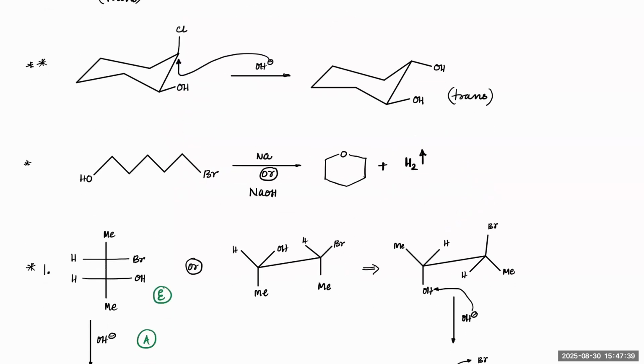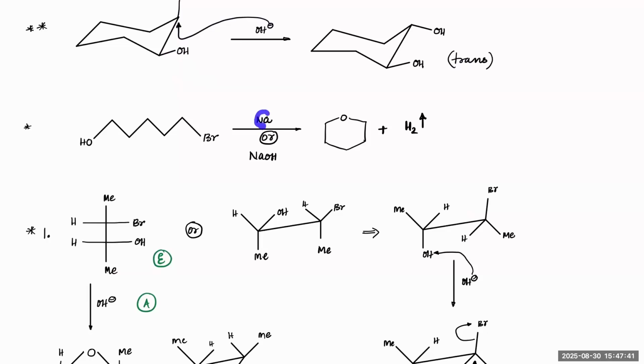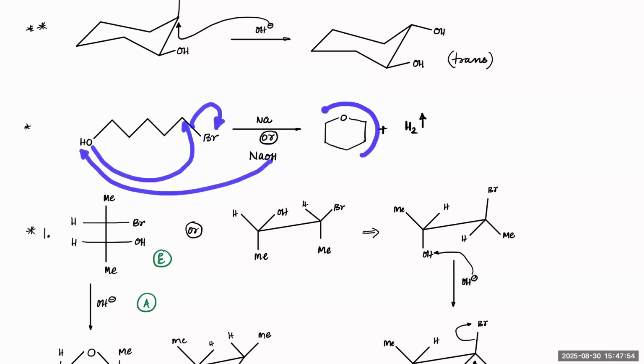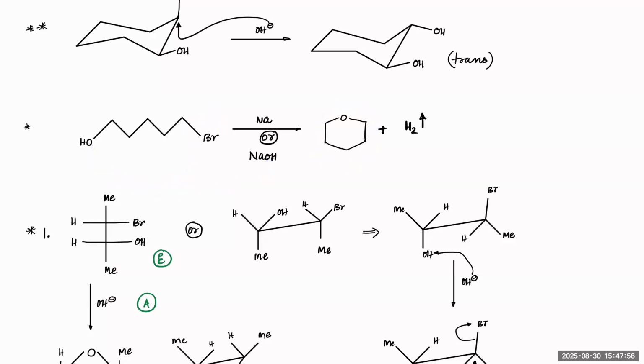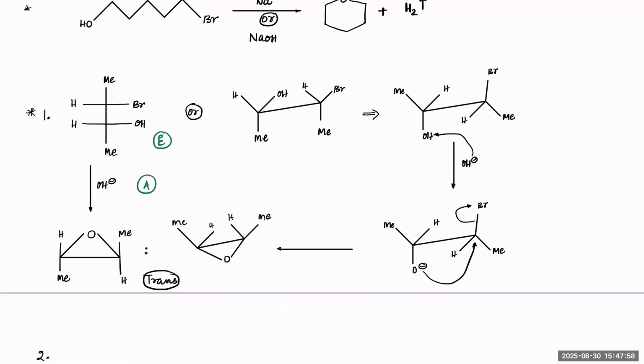If sodium or NaOH is taken, wherein bromine and OH are present in the same structure, OH minus can take H plus, O minus can attack, and remove this bromine. That's how you will get an ether form again. Clear? Even here, OH minus can take H plus from here, and this O minus has to make a back attack, removing this bromine here.